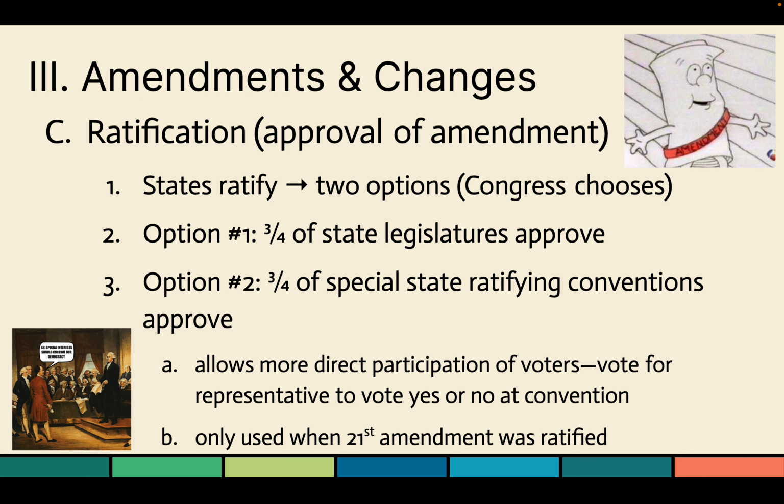But if we do a convention, then I can hopefully elect, and hopefully more people in my area will send a delegate that represents my voice. So it allows for more direct representation because these delegates are being sent on a single issue, to discuss this single issue at these conventions. This has only happened when the 21st Amendment was ratified, which is kind of interesting because the 21st Amendment is also the only amendment that repeals a previous amendment. It's actually going to repeal prohibition, the 18th Amendment. So the 21st Amendment, it's a spicy amendment. It does a lot of things.